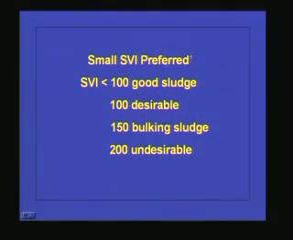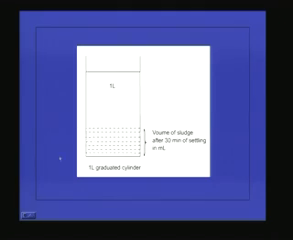How can we find out the SVI? Before that, we will see how this SVI is important for activated sludge process. Small SVI is preferred. If SVI is less than 100, it is a good sludge. If it is 100, it is desirable. If it is greater than 150, it is bulking sludge, and if it is greater than 200, it is not at all desirable.